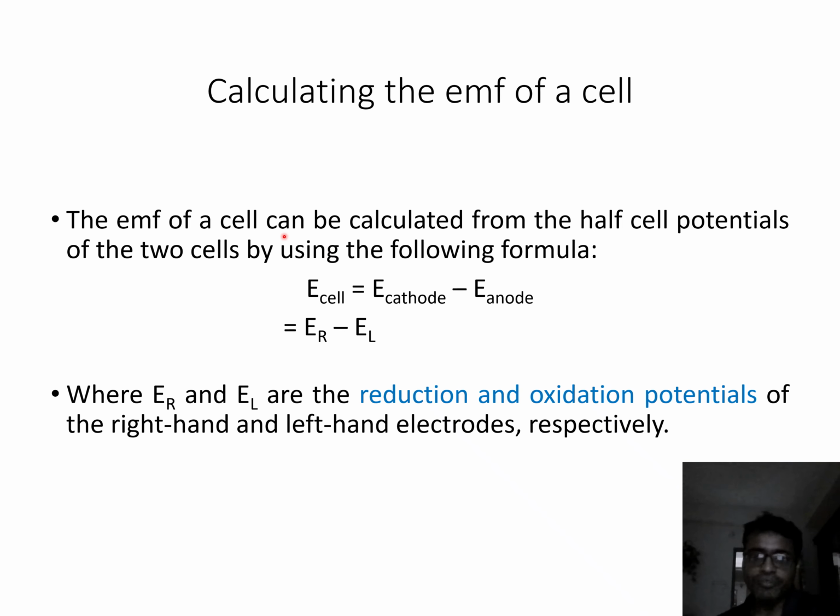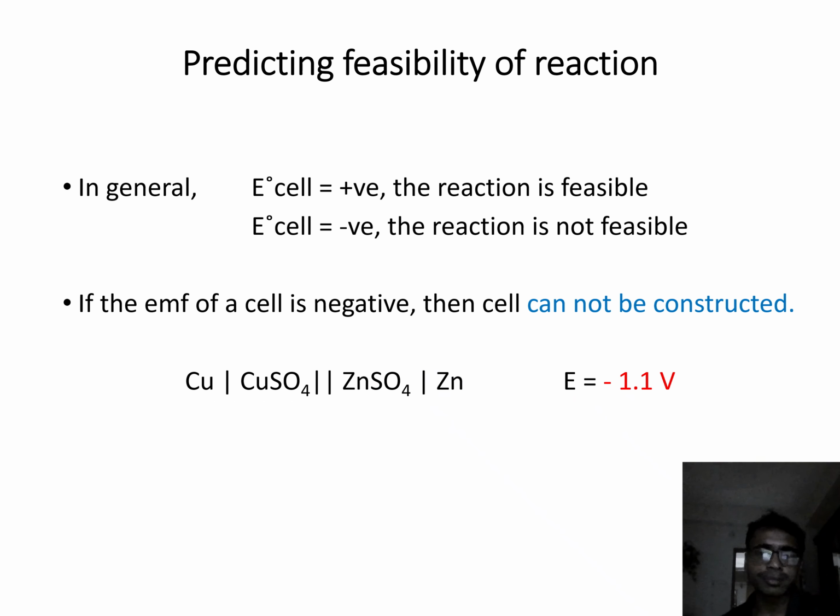So calculating the EMF of a cell, the EMF of a cell can be calculated from the half cell potentials of the two cells by using the following formula. So E cell is equal to E cathode minus E anode. This is the overall formula. Sometimes you can write this as E right minus E left, whereas E right and E left are the reduction and oxidation potential of the right-handed and left-handed electrodes respectively.